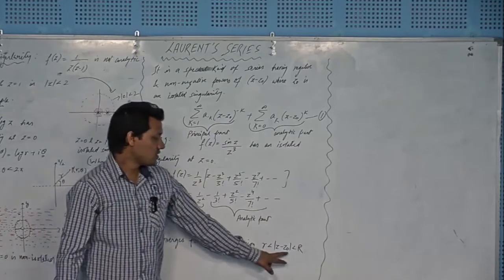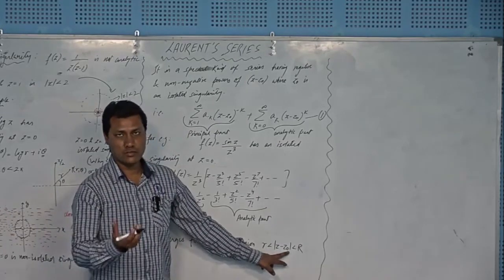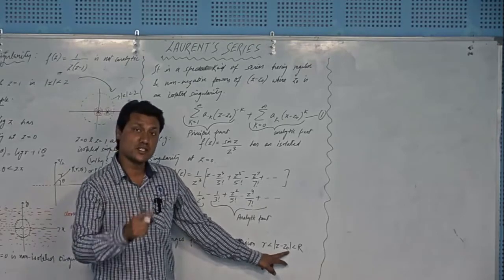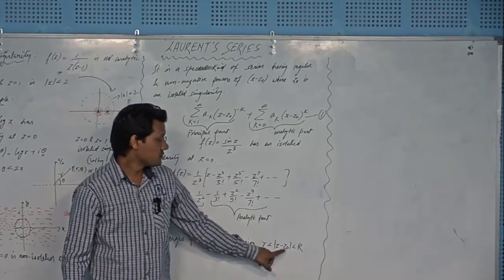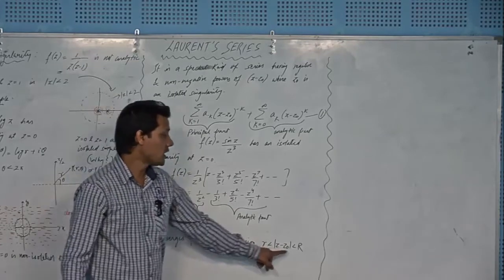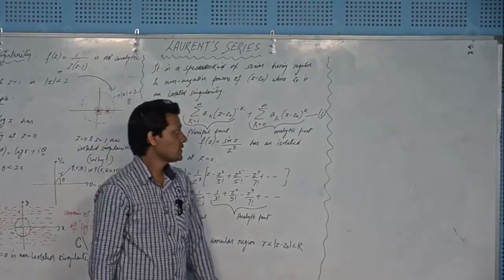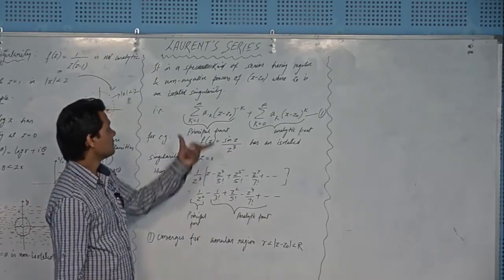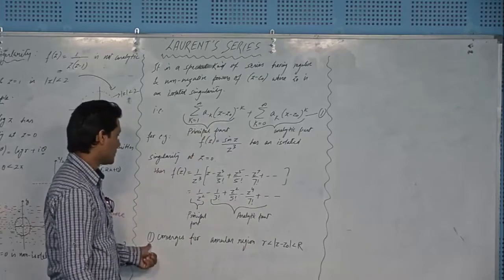You can see that the series is centered at z naught, right? Means your annular region is the region between concentric circles, both of those circles centered at z naught, and the inner radius is small r and the outer radius is capital R, right? This is the domain of convergence of this type of series, the first one, right?